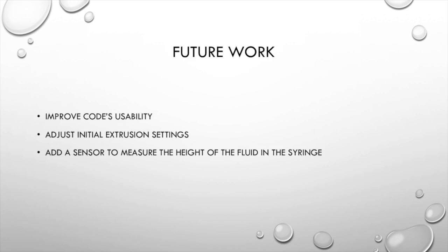In conclusion, what can we work on in the future? We should improve the code's usability so that other bioprinting teams can apply the parameters from their Bioink to find the retraction setting. We should also adjust the initial extrusion setting so that the lines print more nicely, and add a sensor to measure the height of the fluid in the syringe, and that would just let us apply the retraction setting regardless of how much Bioink is in the syringe, because the retraction setting is going to be directly proportional to the amount of Bioink in the syringe.